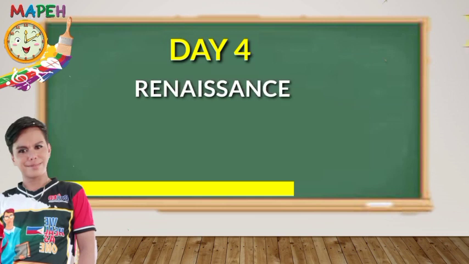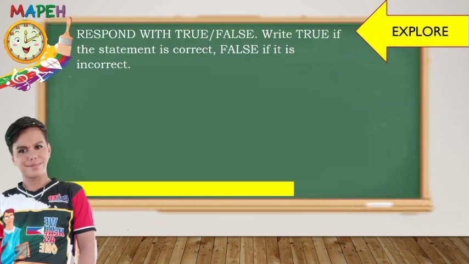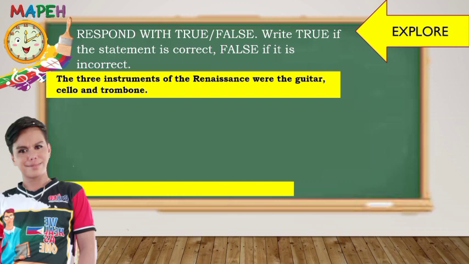Day 4 is all about Renaissance music. Explore. Respond with true or false. Write true if the statement is correct and false if it is incorrect. Number 1. The three instruments of Renaissance were the guitar, cello, and trombone. The answer is true.